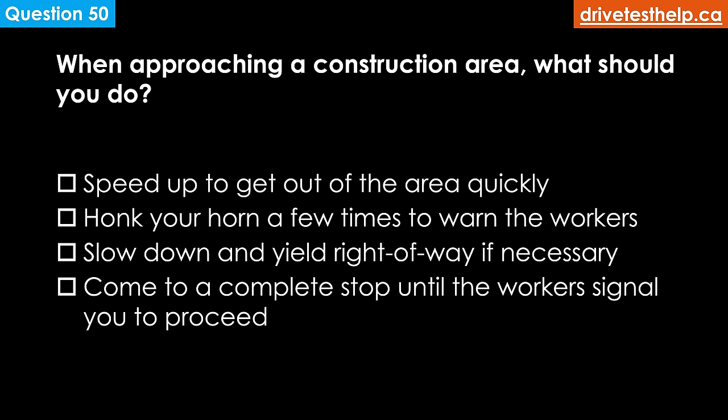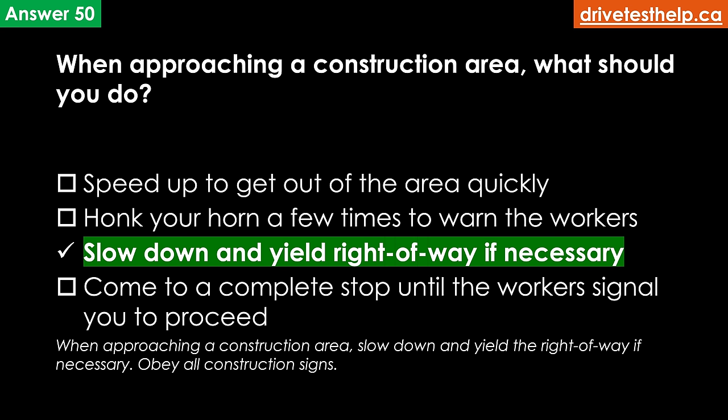When approaching a construction area, what should you do? Speed up to get out of the area quickly. Honk your horn a few times to warn the workers. Slow down and yield the right of way if necessary. Come to a complete stop until the workers signal you to proceed. The correct answer is slow down and yield the right of way if necessary.